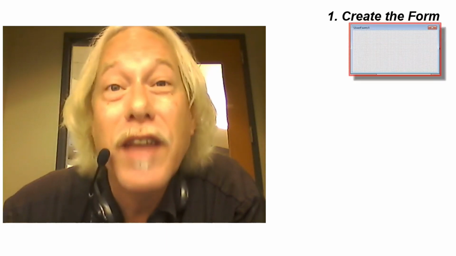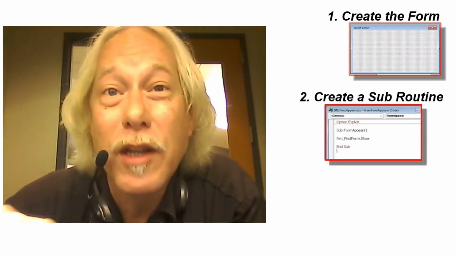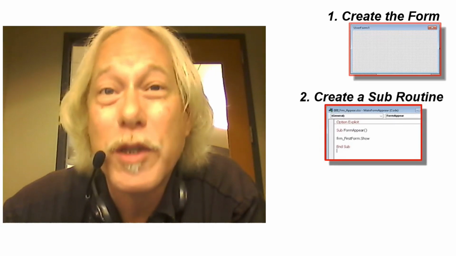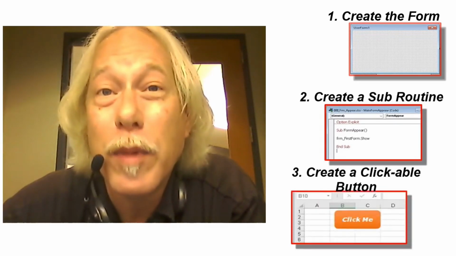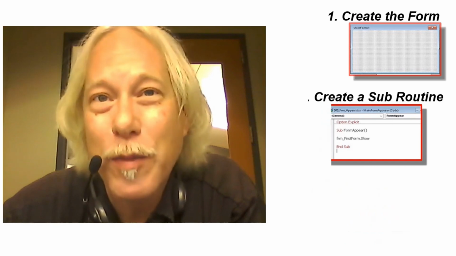Getting a form to show up on a spreadsheet's pretty easy stuff once you know how. First thing you do, you make the form itself. Second thing you do, you make a little subroutine that calls the form to show. And then the third thing you do, go to your spreadsheet and make a clickable button, which calls the subroutine, which tells the form to show up. All right? Here, let me show you.